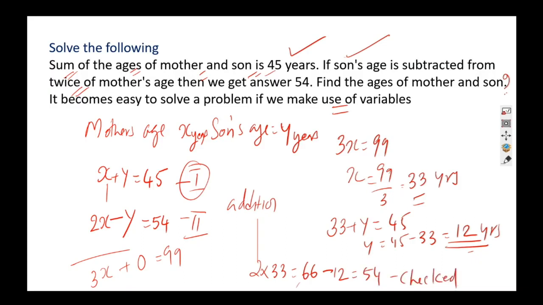Checked and found right. Teacher checked your answer first, answer correct. So we can create an equation and solve it, create equations in two variables and solve them, and some beautiful sums like this, of which we have no clue. Mother's age plus son's age is 45, twice mother's age minus son's age is 54. We created equations and solved them. We can solve big problems by creating equations.